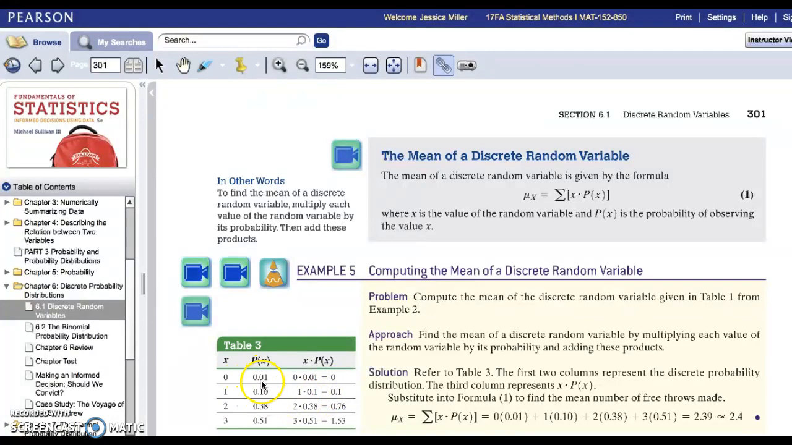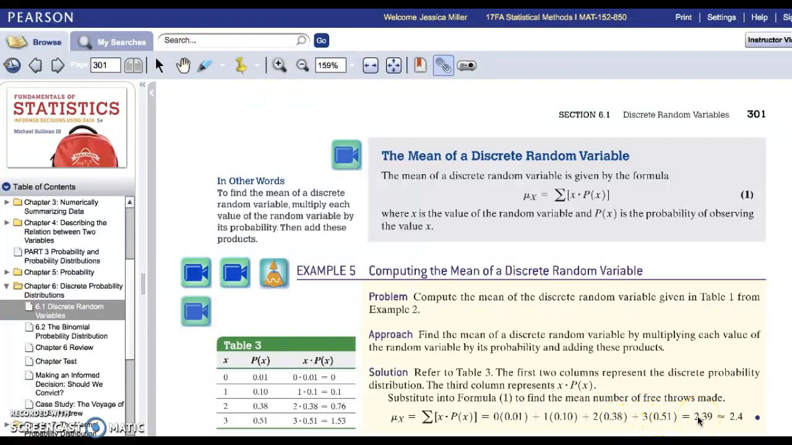The probabilities serve as weights, and if we multiply our values times our weights and add them up, it gives us a weighted mean. So notice this example just tells us we multiply our values in our two columns and add them up. So we weight our 0 free throws by 1%, 1 free throw by 10% of the time, 2 by 38% of the time, and 3 by 51% of the time.